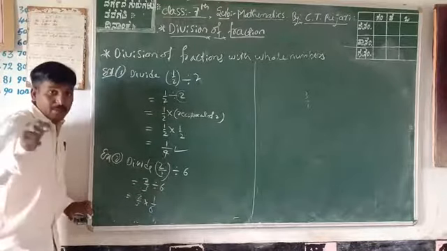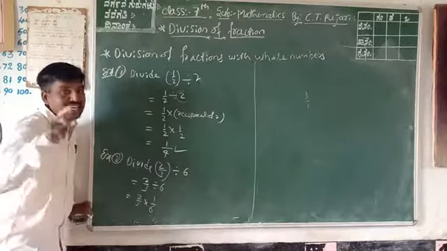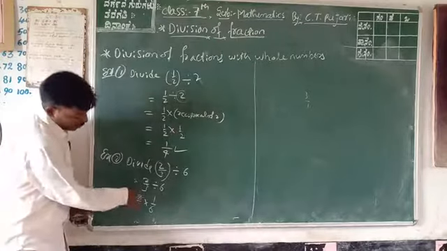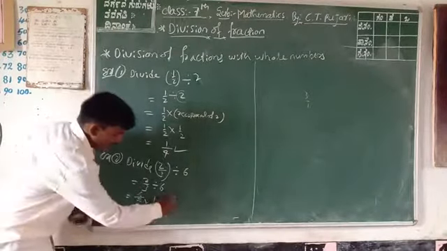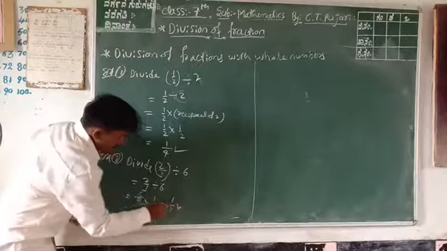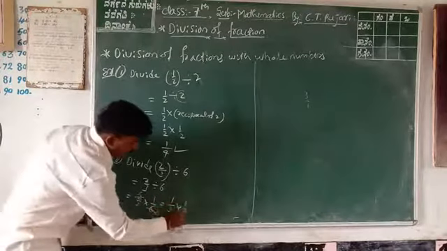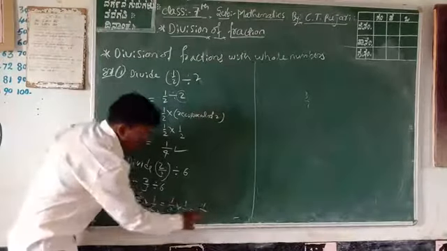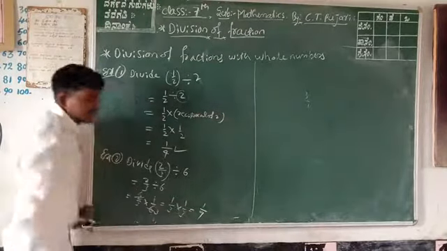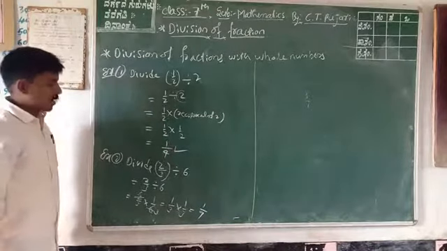Before multiplication, do cancellation. 2 ones are 2, 2 threes are 6. Therefore the next step is 1 by 3 into 1 by 3, and the answer is the multiplication of these two. 1 into 1 is 1, 3 threes are 9. The answer is 1 by 9.